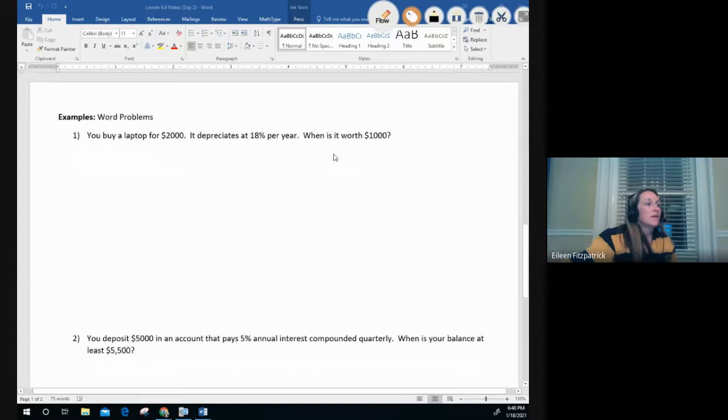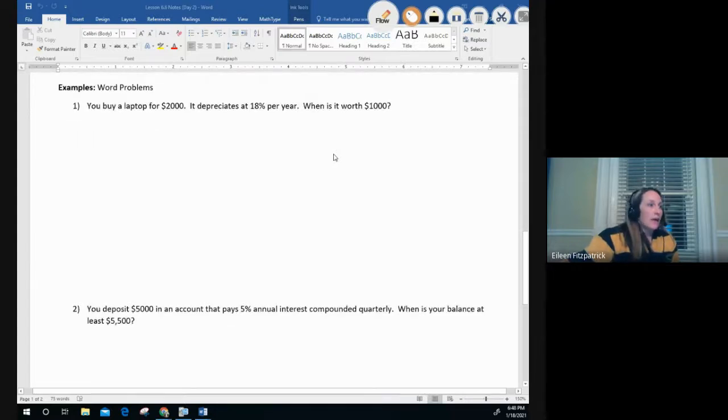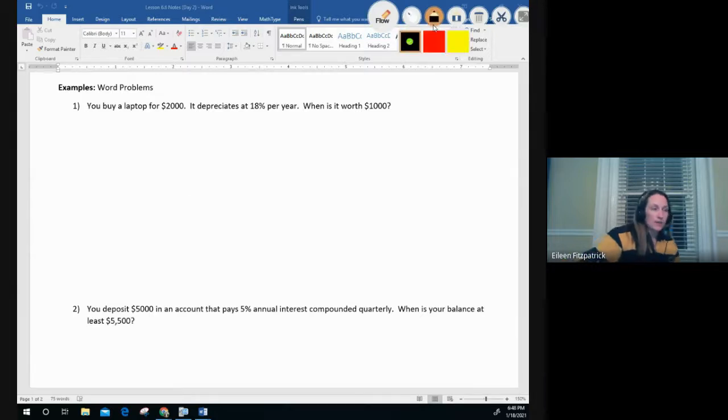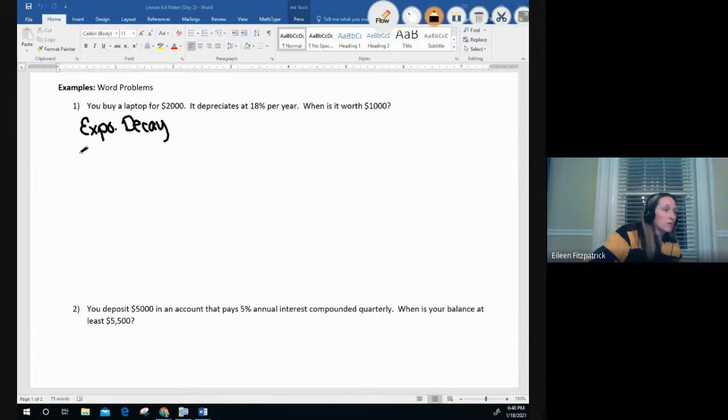Okay. Here it says you buy a laptop for $2,000. It depreciates at 18% per year. When is it worth $1,000? Okay. So this is exponential decay. It's depreciating, so it's exponential decay. So I'm going to use y equals a times the quantity 1 minus r raised to the t.